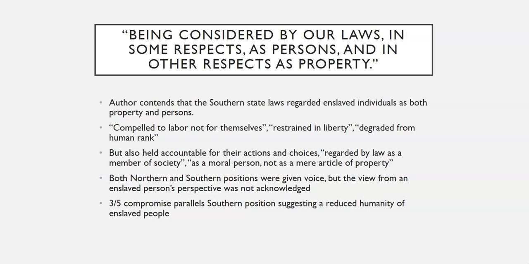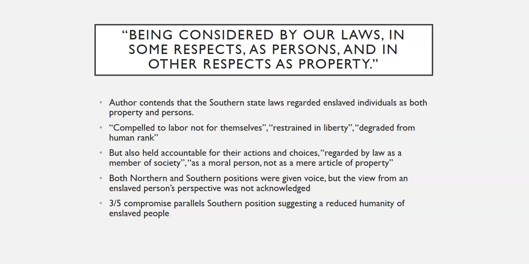But then the author also goes on to say that the state laws in the South do hold individual enslaved people accountable for their actions and choices. For instance, they can be prosecuted if they do something wrong. They can be punished if they do something that is wrong. They're regarded by the law in this way as a member of society, quote, as a moral person, not as a mere article of property. So you get this really interesting position that, in some ways, enslaved people are regarded just as property, but then in other ways they're also regarded as having some moral agency, being people in some regard.